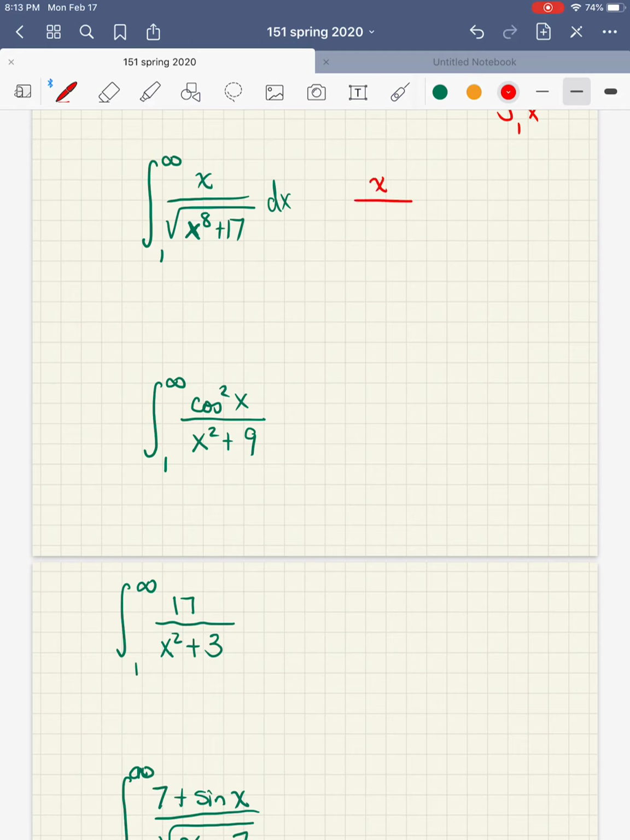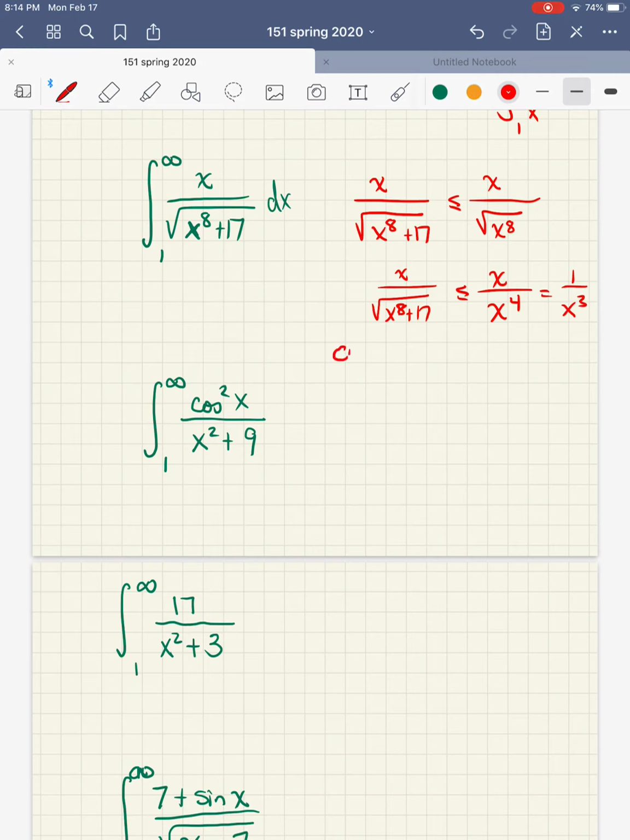But what I can do is look at that denominator. That square root of x to the 8 plus 17 is going to be a larger denominator than just taking the square root of x to the 8th. So think about that. The denominator where we add 17 is larger than not adding 17. And so we have this expression there. If I simplify this, x over the square root of x to the 8th is x over x to the 4th, and that's going to simplify down to 1 over x cubed. And so what I've done is I can compare with 1 over x cubed.